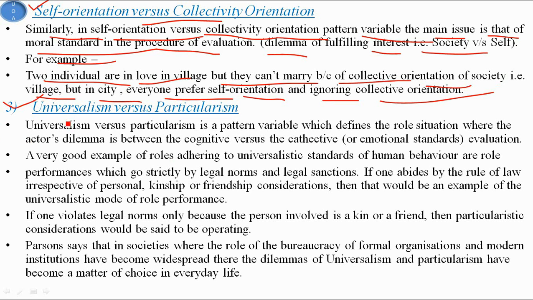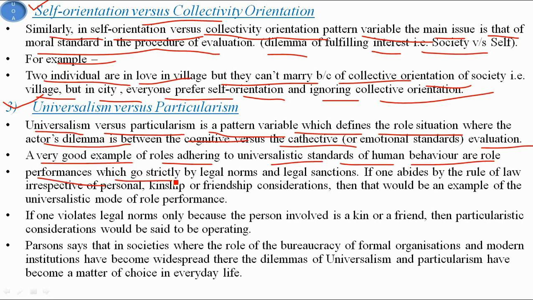The third one is universalism versus particularism. Universalism versus particularism is a pattern variable which defines the role situations where the actor's dilemma is between cognitive versus the kinetic or emotional standards of evaluation. A very good example of the role adhering to universalistic standard of human behavior is role performance which goes strictly by legal norms and legal sanctions.